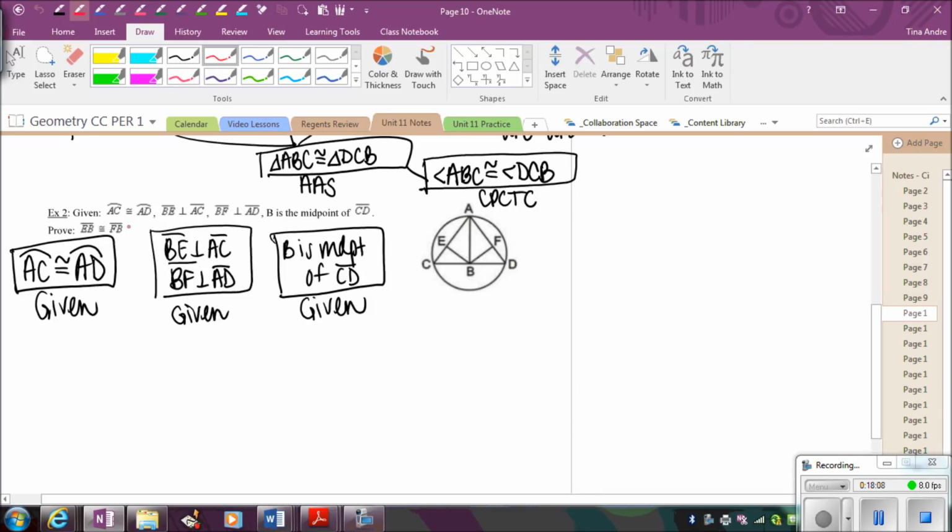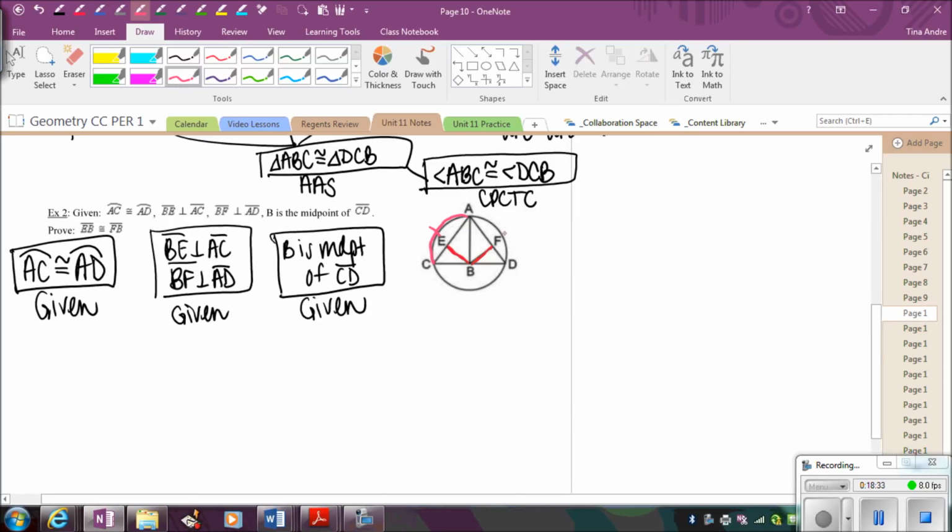Look at where I'm trying to go with this. I'm trying to prove EB is congruent to FB. So hopefully you're thinking, okay, let's prove the triangles that those sides belong to congruent, and then we can use CPCTC to get those corresponding sides. Now the thing is, there's two different triangles that these sides belong to.